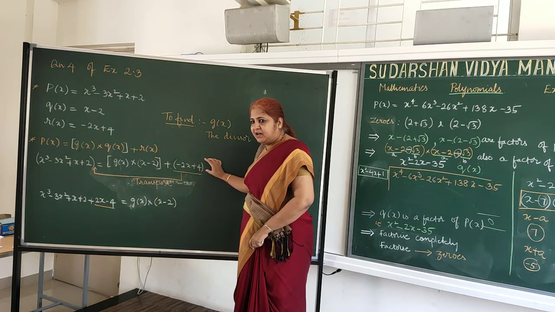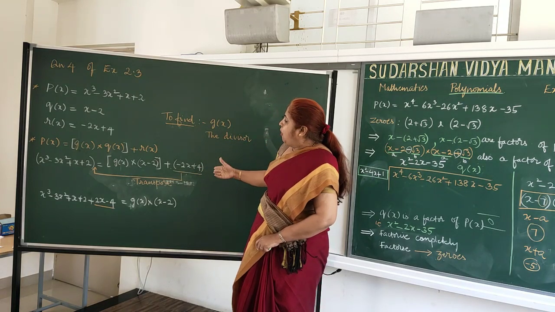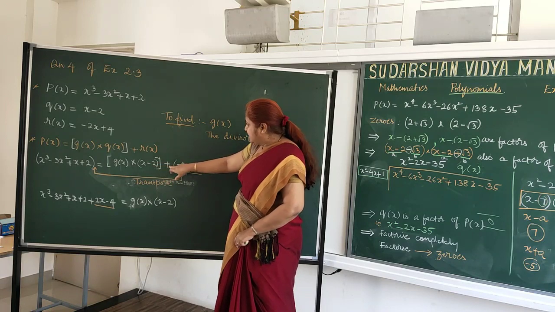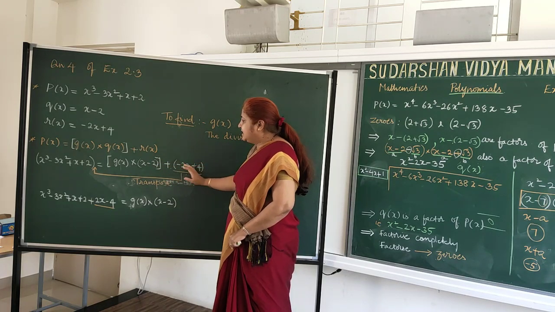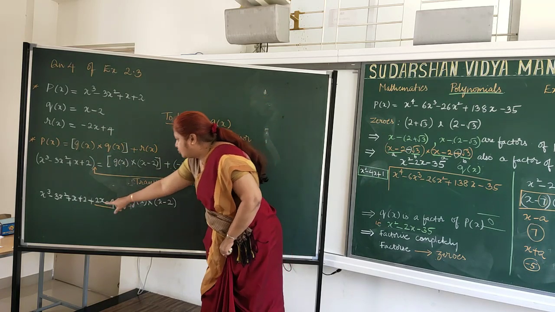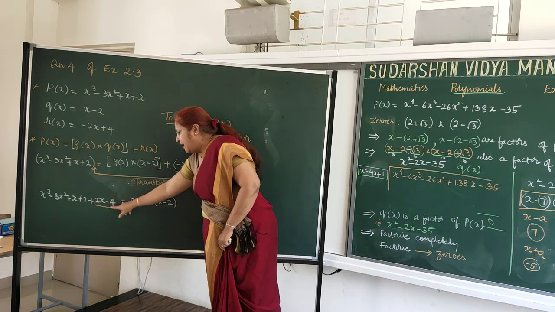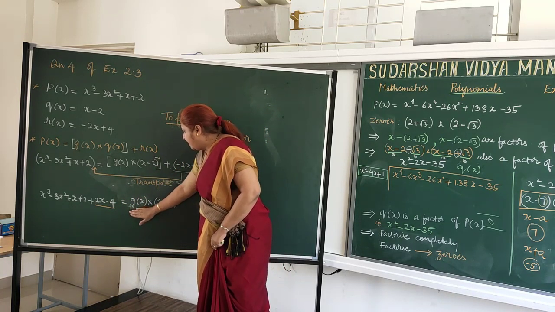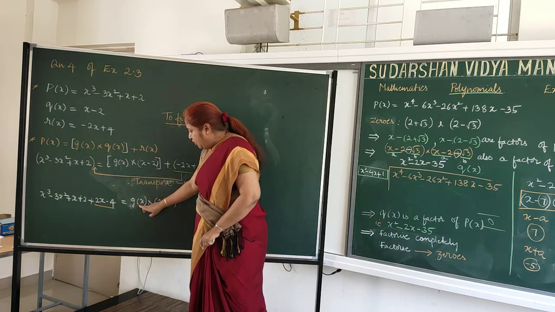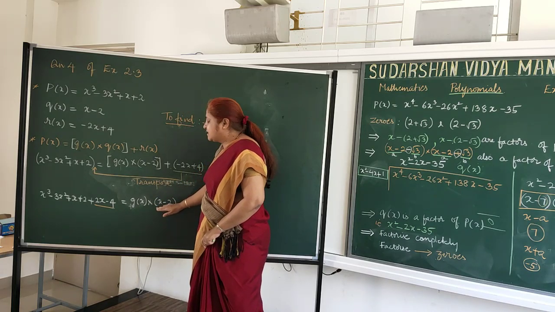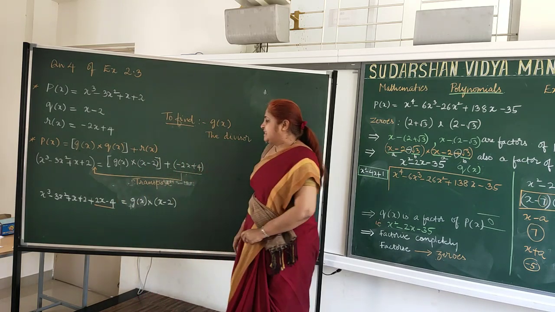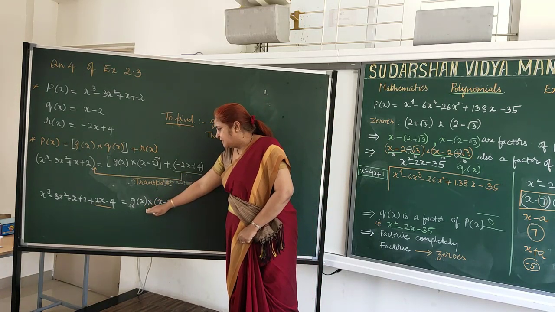Now we have to transpose terms and do the required operations in order to find out g of x. First of all, we will take what is added here and transpose it to the other side. So minus 2x will become plus 2x and plus 4 will become minus 4. And on the right hand side I have g of x into x minus 2. Now in order to find out g of x, we need to transpose this term x minus 2 to the left hand side.